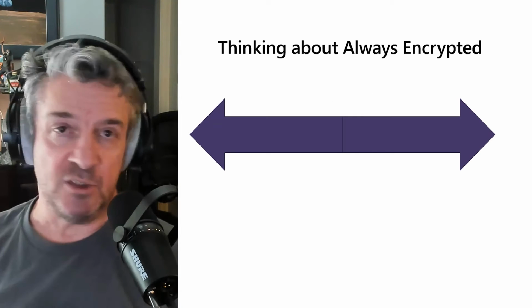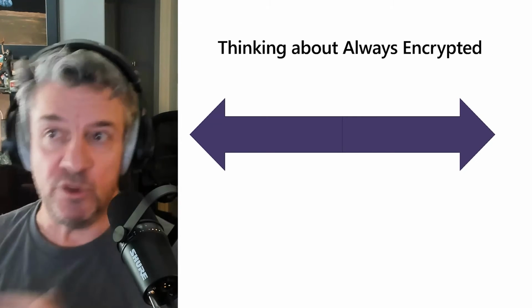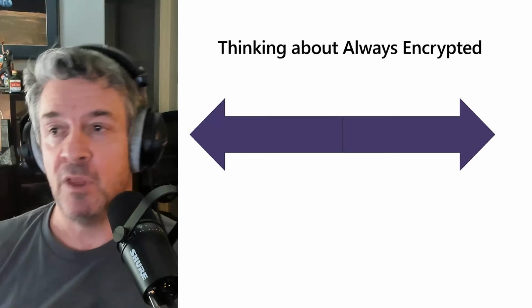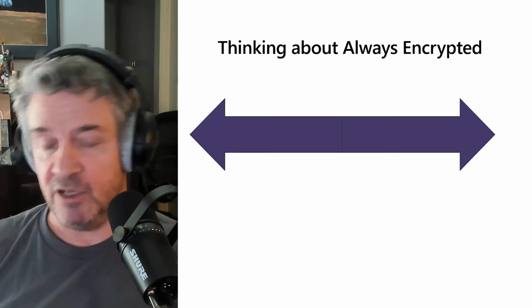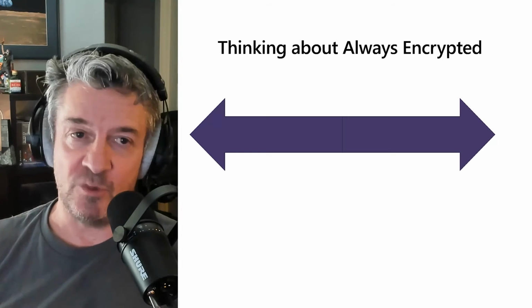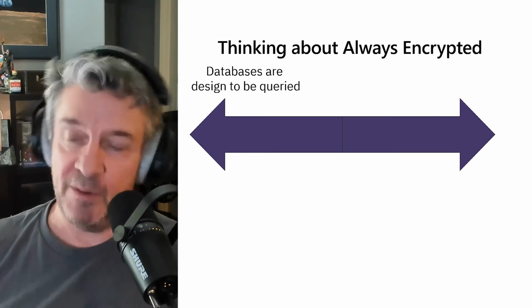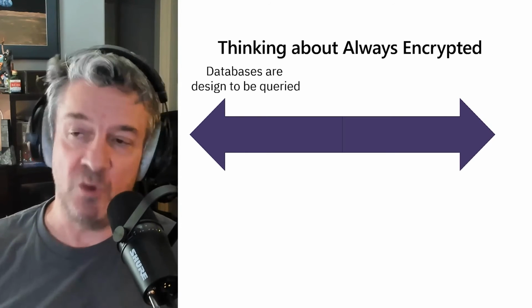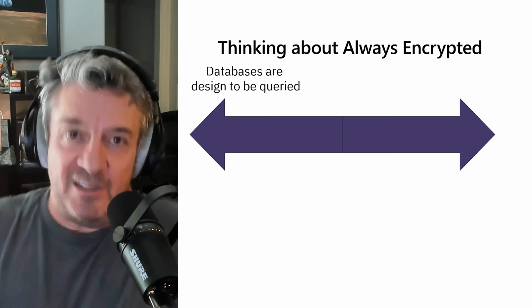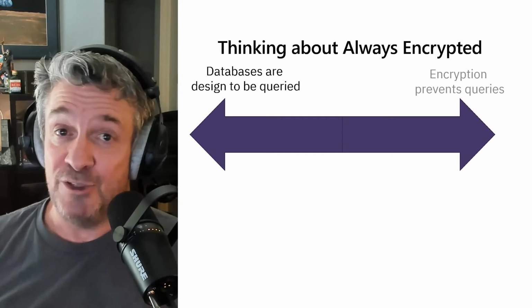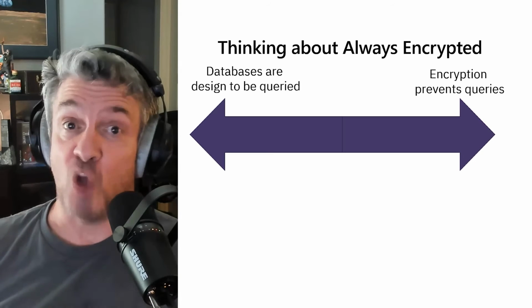There's a newer technology called Always Encrypted. It's relatively new in the overall scheme of things. And in OD31, I actually go into this in much more detail. So when you think about Always Encrypted, you've really got this sort of spectrum, right? On one end, you've got databases which are designed to be queried. I mean, they're designed to insert and delete and update and so on, but they're really designed to be queried as well. And then at the other end, you've got encryption, which is designed to do the exact opposite, right? It's designed to stop you looking at the data.